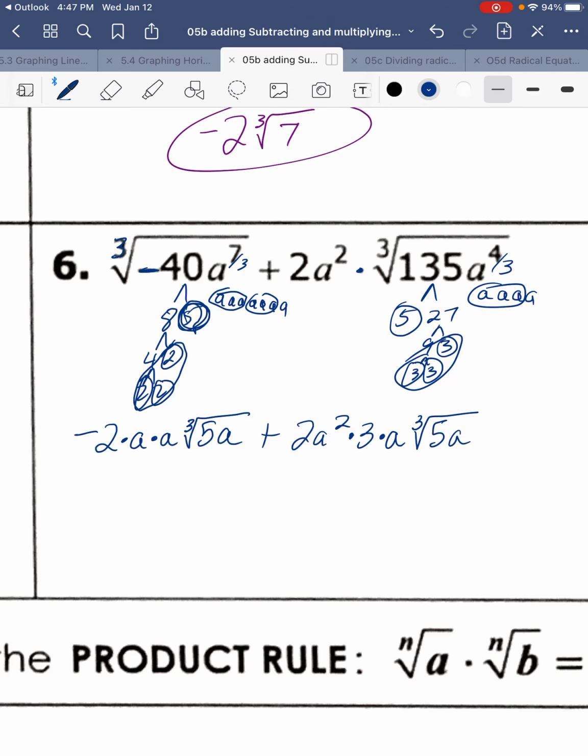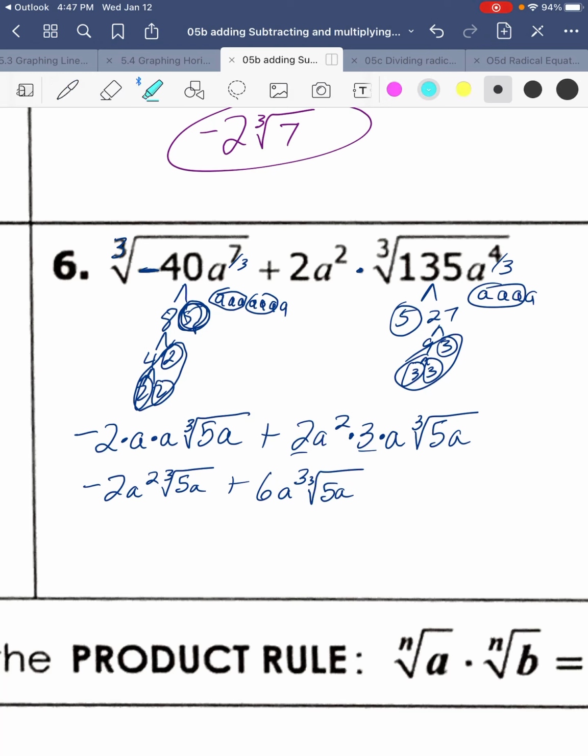All right, now we got to simplify all these terms. We have negative 2 times a, so negative 2a squared, cube root of 5a, plus 2 times 3 is 6, a to the 3rd. I'm just making sure everything's right. Didn't seem to line up. 5a.